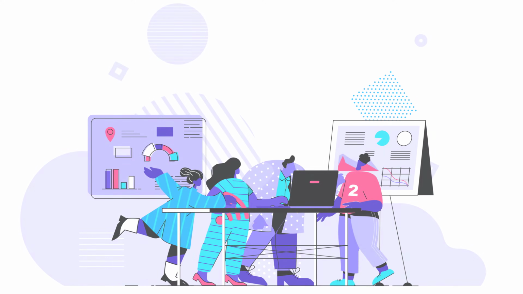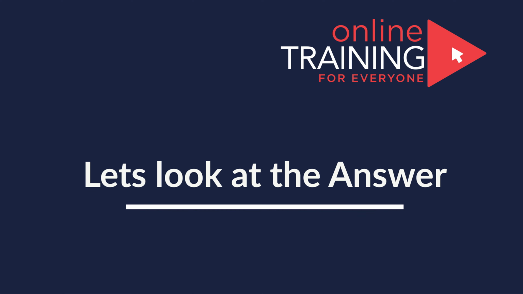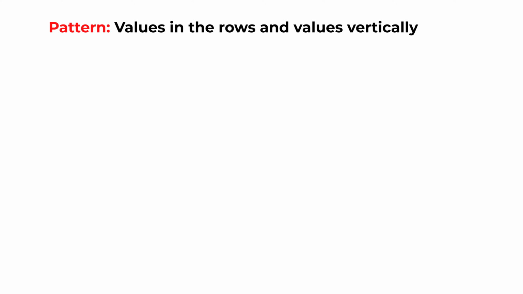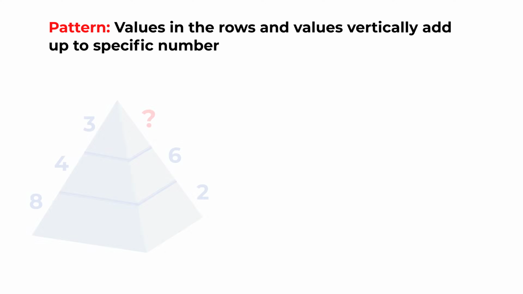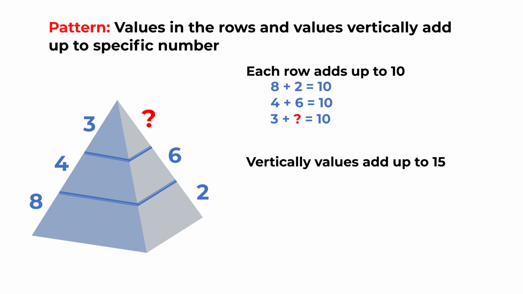Ready or not, let's go ahead and get to the correct solution together. As you might have figured out, the key to solve these types of challenges is always look for patterns. If you look closely, each row adds up to 10. And vertically, values also add up to 15. So the correct answer here is choice C, 7.